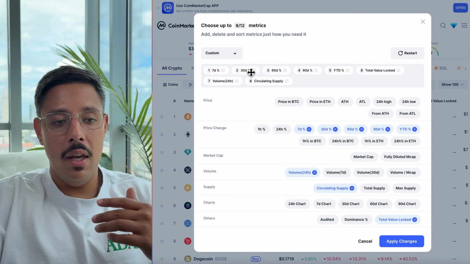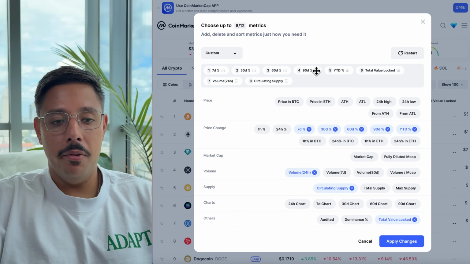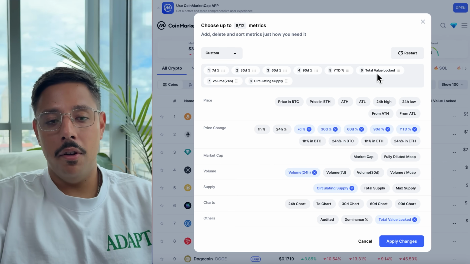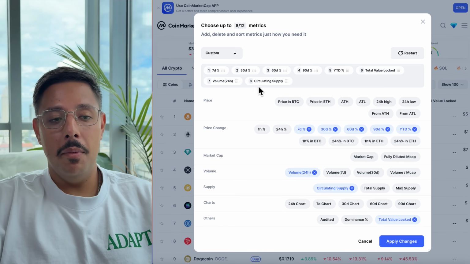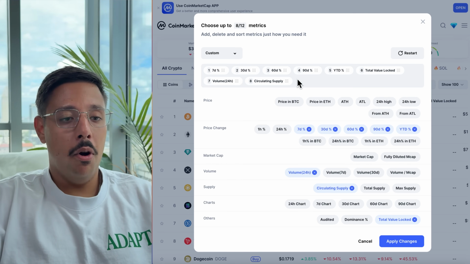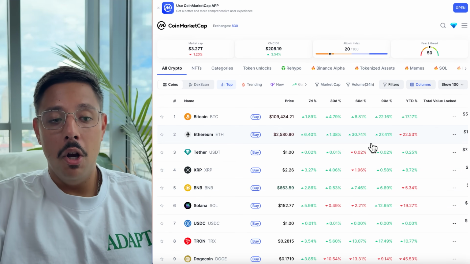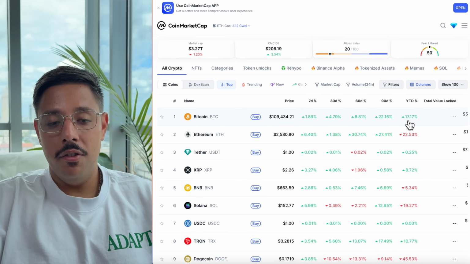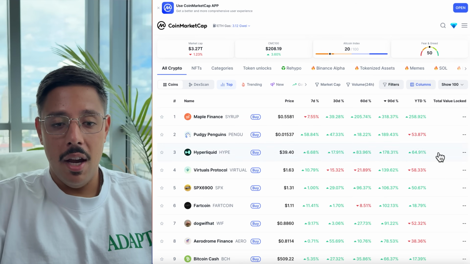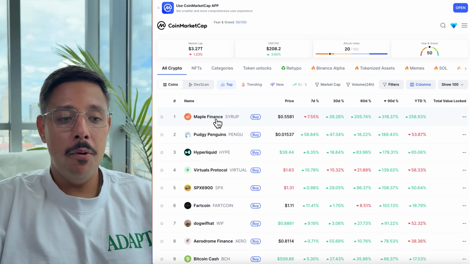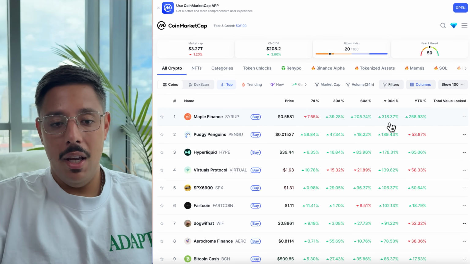So for example, I put 7-day, 30-day, 60-day, 90-day percentage increase, and year to date. Then I look at the TVL, which is a whole other topic of discussion, the 24-hour volume, and the circulating supply. See, there's no market cap in there, because I do not care about market cap. The strategic advantage is that I could look at the 90-day best producing coins. In the last 90 days, Maple Finance produced 318%.